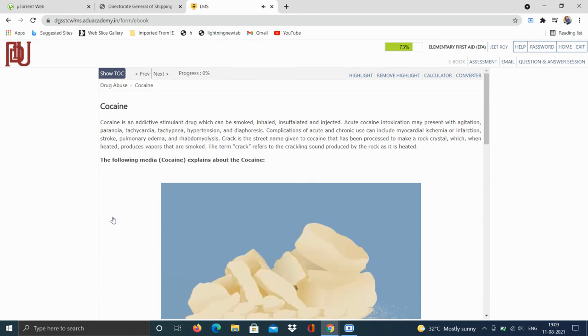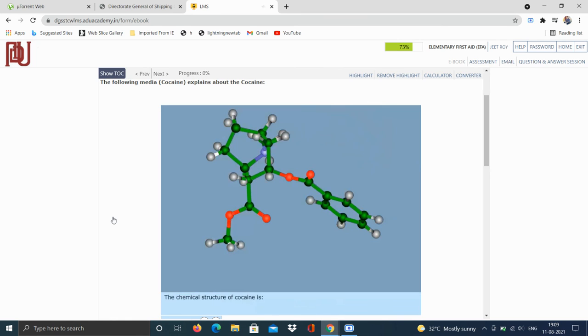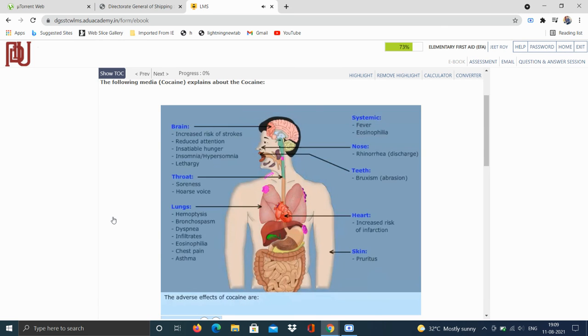Cocaine is a powerfully addictive stimulant drug. The chemical structure of cocaine is shown, and the adverse effects of cocaine are shown.